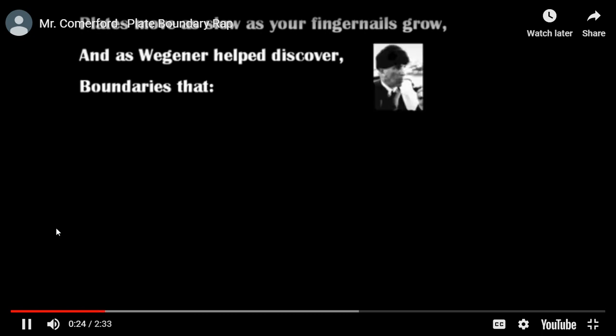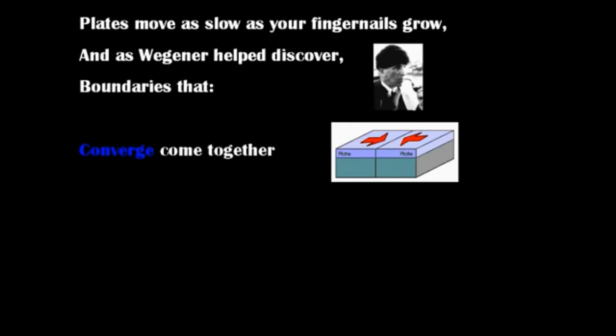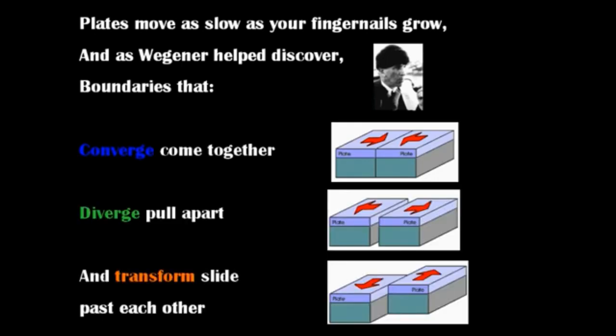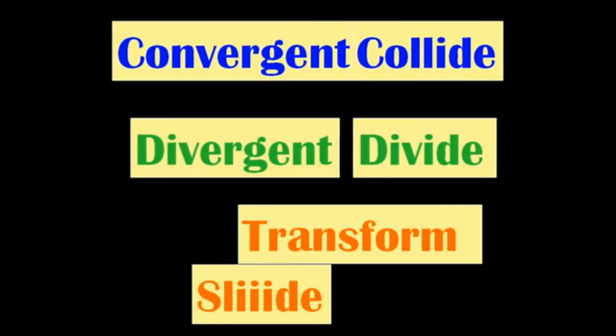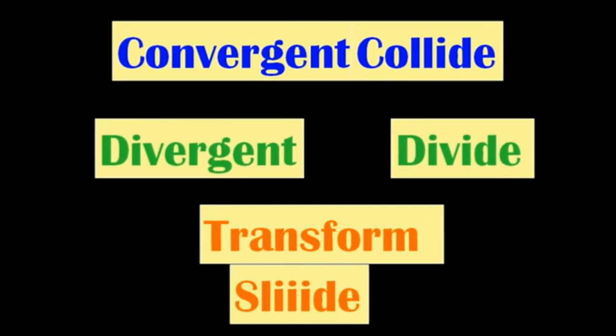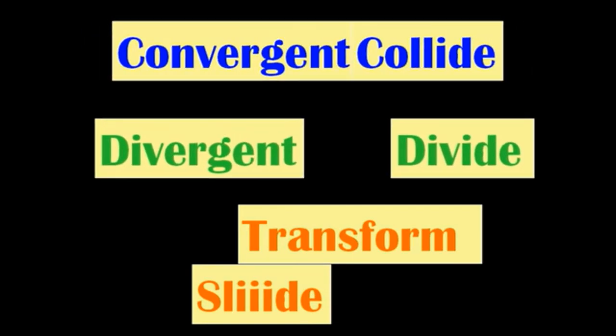Nails grow and as Wegener helped discover, boundaries that converge, come together, diverge, pull apart, transform, slide past each other. Converge, collide, diverge, divide, transform, tectonic plate slide.